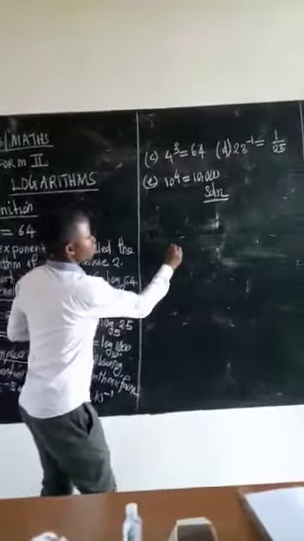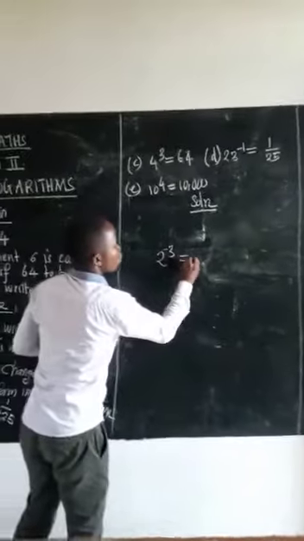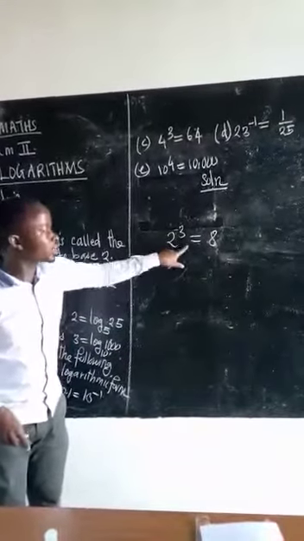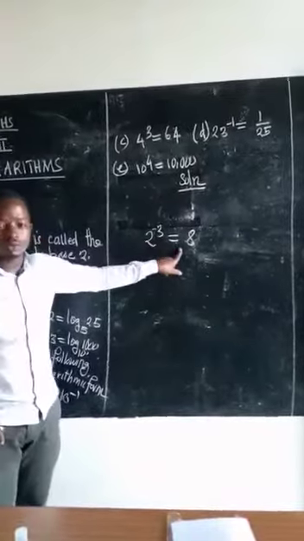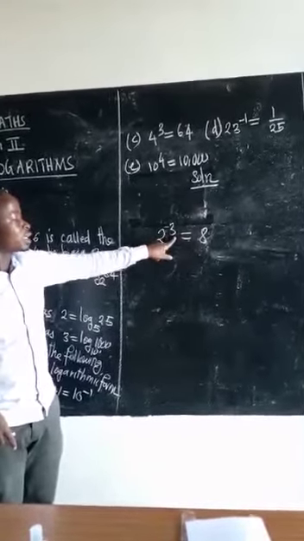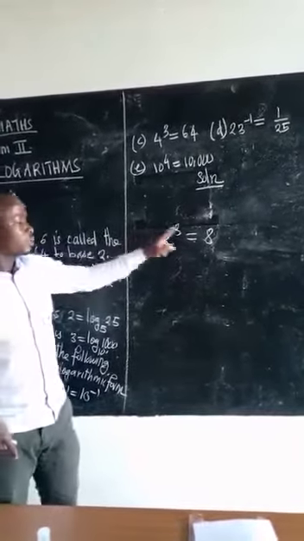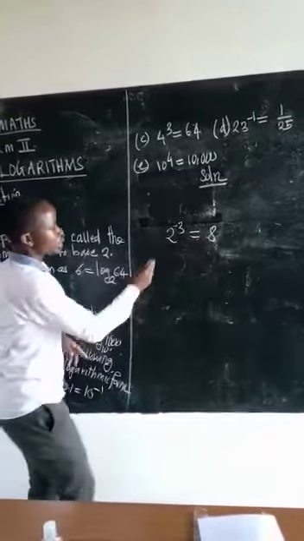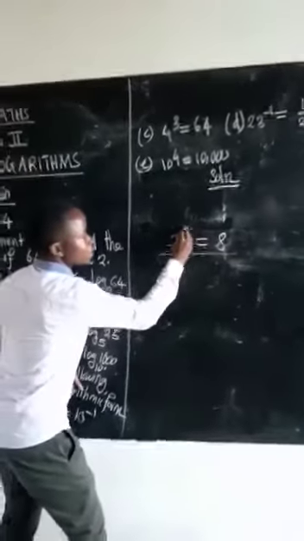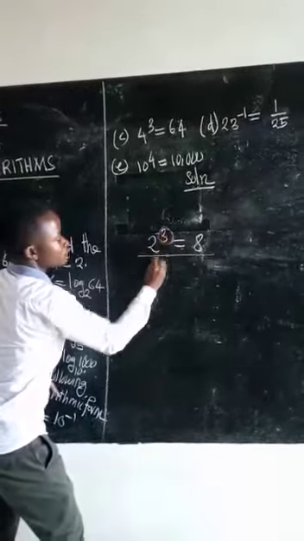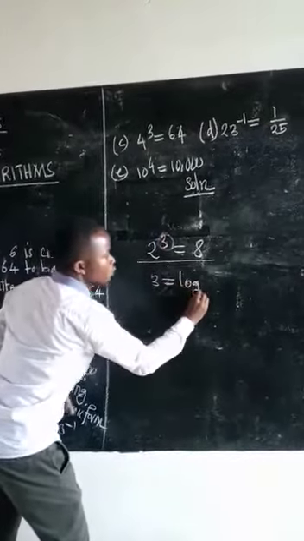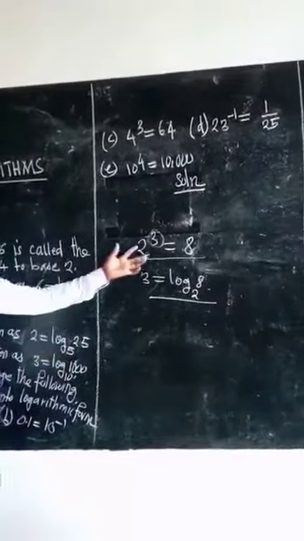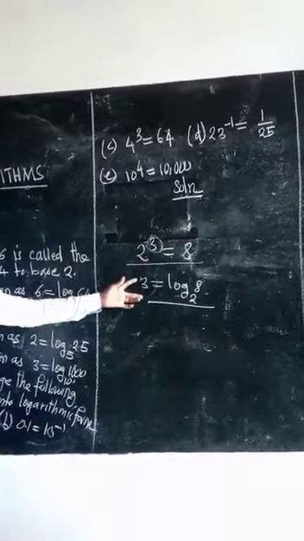For example, look here. You can have 2 power 3. We all know that 2 power 3 is equal to 8. This is the exponent, this is the base. But how can we read this in terms of logarithm? We say the exponent 3 is equal to the log of 8 base 2. We start with the exponent: 3 is equal to log of 8, base 2. This is in exponential form, and this is in logarithmic form.